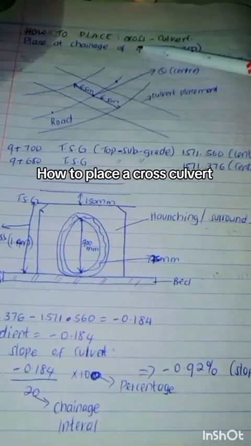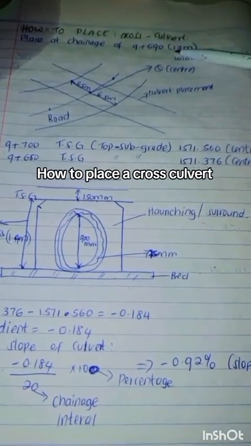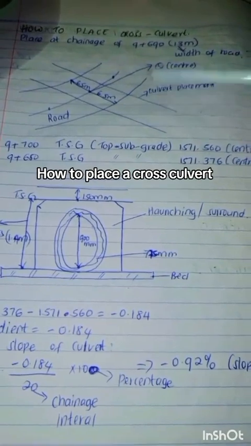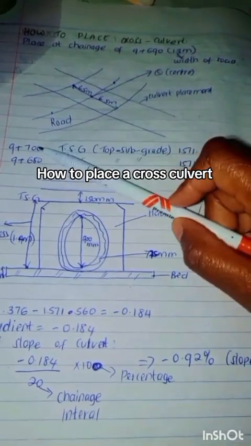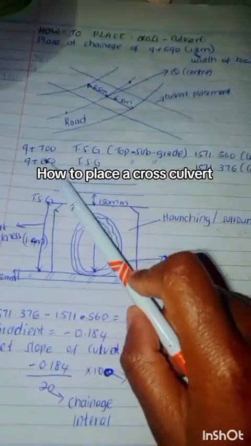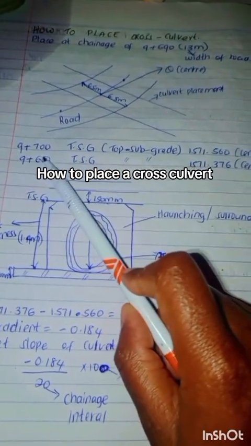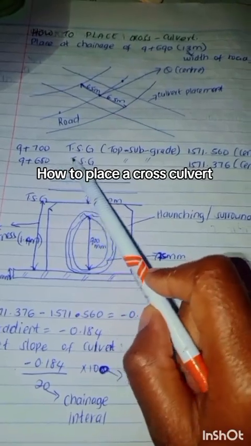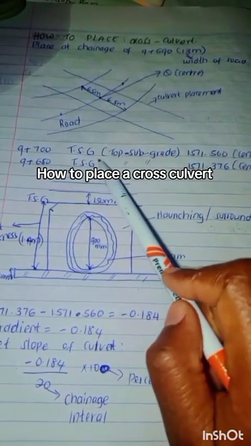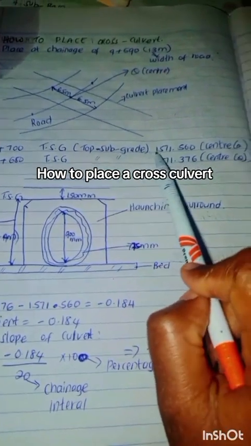How to place a cross culvert. A cross culvert, whereby you are given a chainage of 9 plus 690 to place the culvert. So we've got the chainage above it, 9 plus 700, and the one after 690 is 9 plus 680. When placing a culvert, we start from TST level, that is top subgrade.